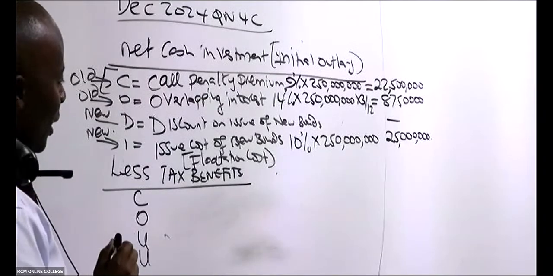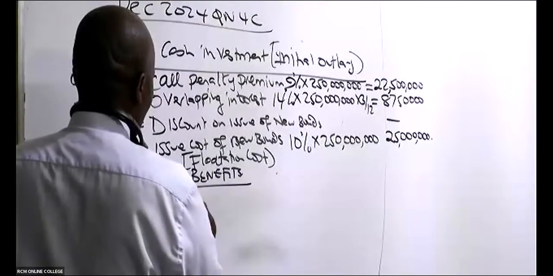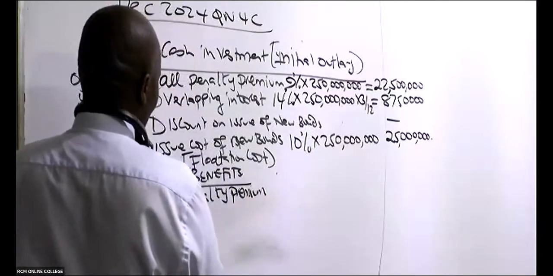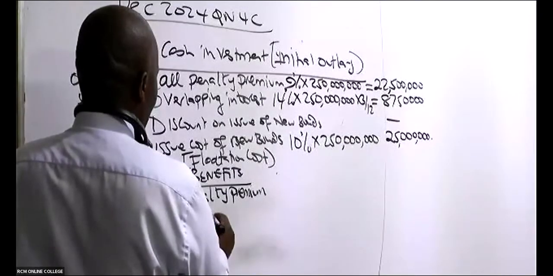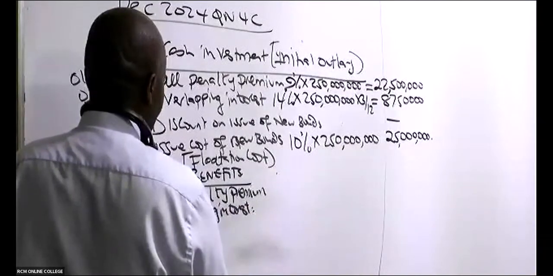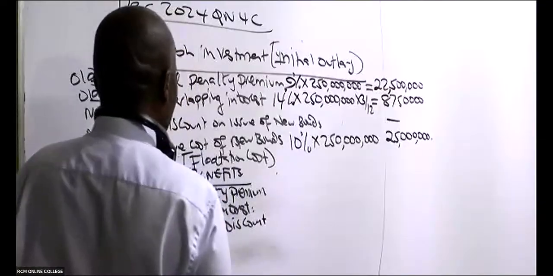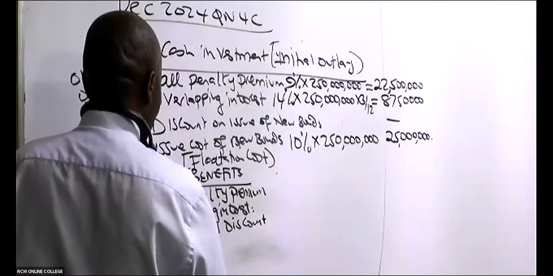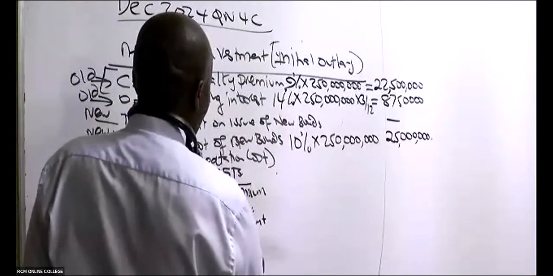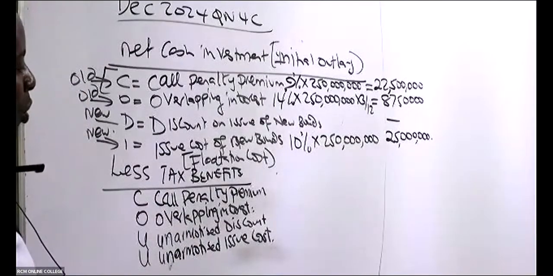Yeah. So in this case here, we have a call penalty premium. So I can again write here for your revision. So this is call penalty premium. Then we have overlapping interest. And then we have unamortized discount. Then we have unamortized issue costs. COE for KRA. You make that bad sound to them.